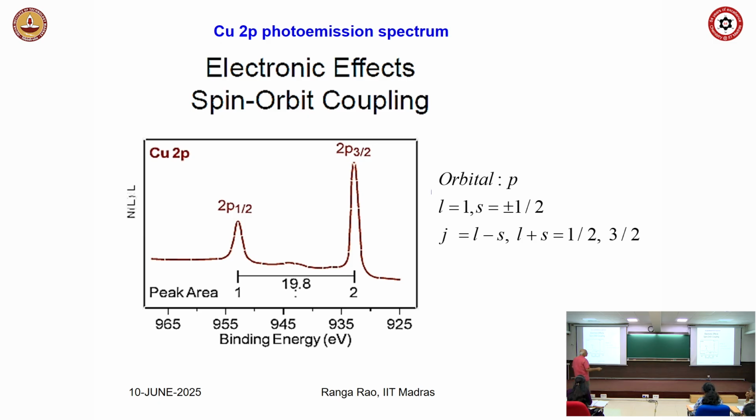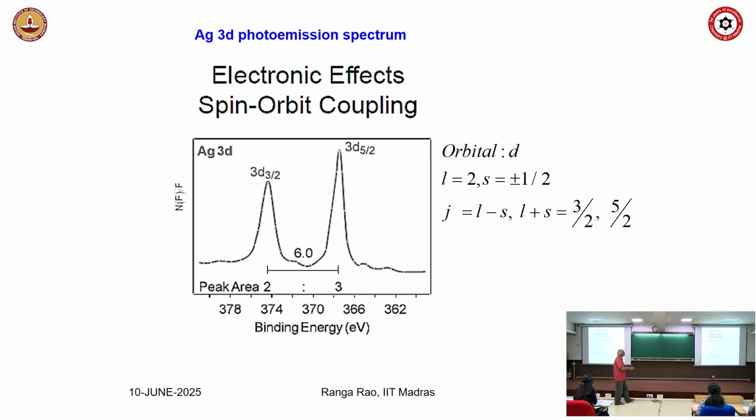Now, I have also given you L is equal to 1, S is equal to plus or minus half. So you have J equal to L minus S, L plus S, which is 1/2 and 3/2. That is how you get your doublets. Similarly, for example, gold 3D, 3D 5/2 and 3D 3/2. This has a lower energy and that is a higher energy. The spin orbit splitting energy is 6.0, and the peak area ratio is 2:3. That you know how to calculate now, right? All of you.